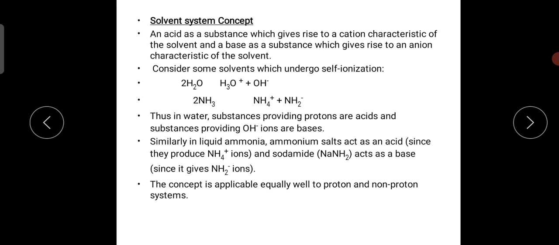H3O positive is the acid, so it shows cation characteristics. OH minus is the base, so it gives anion characteristics. Likewise, in liquid ammonia, the ammonium salt acts as an acid, so it gives cation characteristics. Sodamide, that is the NH2 minus ion, gives basic character, so it gives anion character. This concept is applicable to protic as well as non-protic systems.